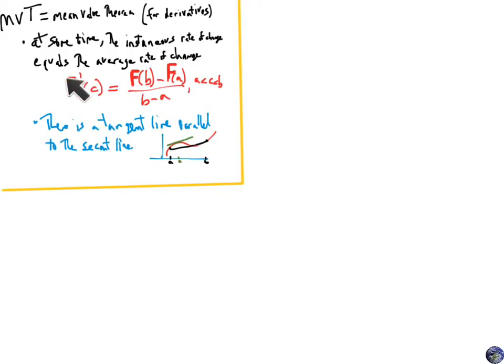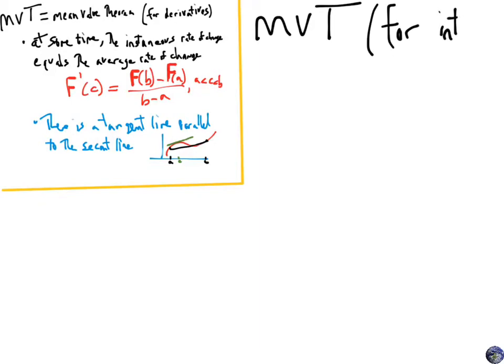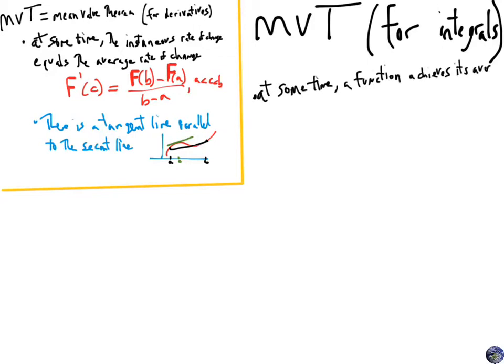Well, let's look at the new MVT. So let me go ahead and shrink everything we just did off to the corner so we can refer to it. But let's look at the new MVT. This time it's for integrals. So what does it say? Well, in essence what it says is that at some time a function achieves its average. Well, let's write that in symbols now.